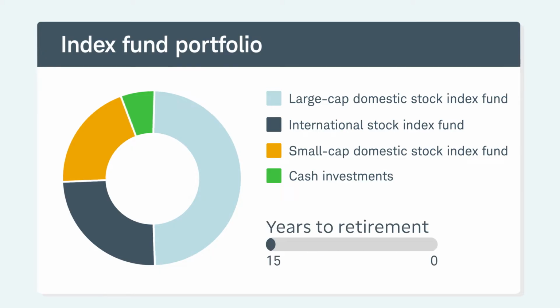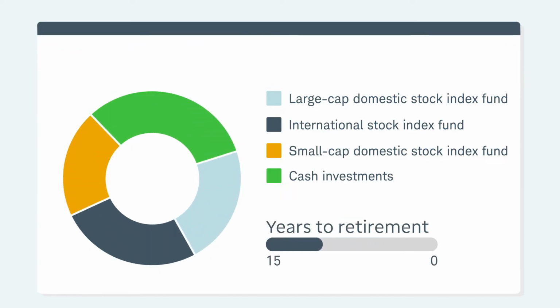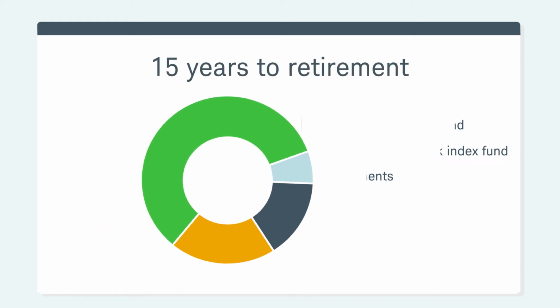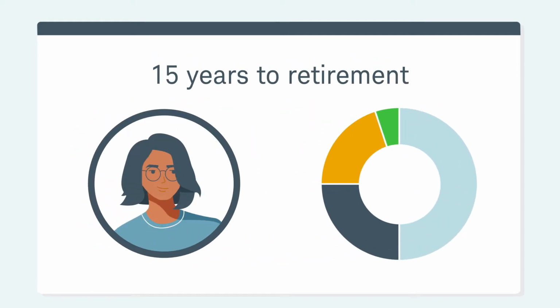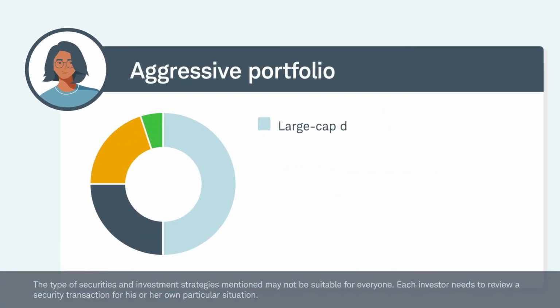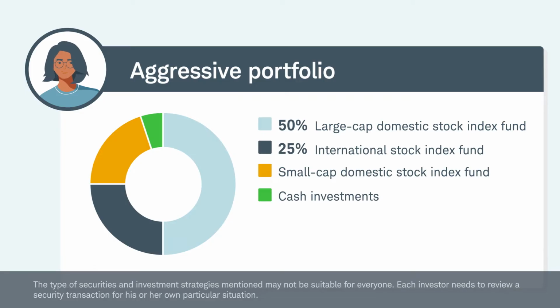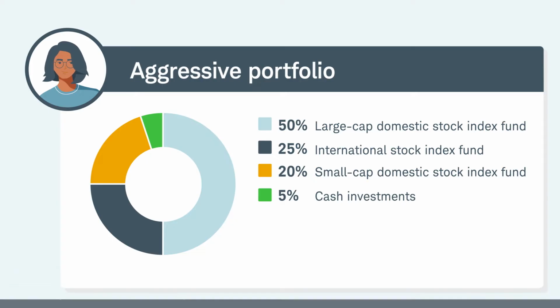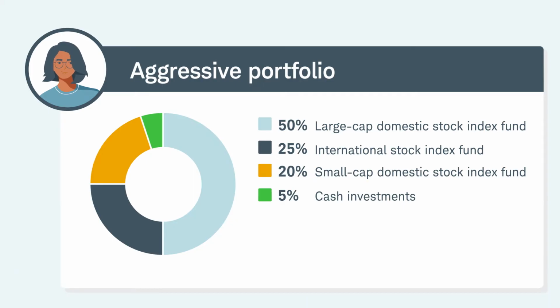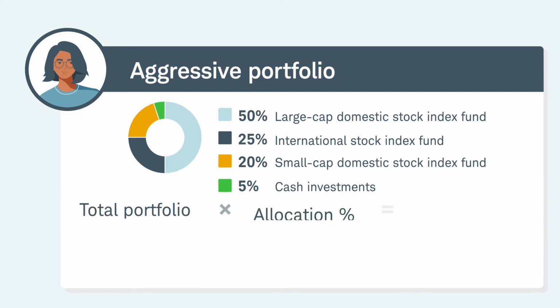How much you allocate to each fund will depend on how much time you have until you reach retirement and your overall risk tolerance. For this video, I'll build a sample portfolio for an investor who is at least 15 years away from retirement. Our example will be a hypothetical aggressive portfolio consisting of 50% large-cap domestic stocks, 25% international stocks, 20% small-cap domestic stocks, and 5% cash investments. This is just an example, and this allocation may not be appropriate for everyone. Each investor should take their own unique situation into account when making allocation decisions.